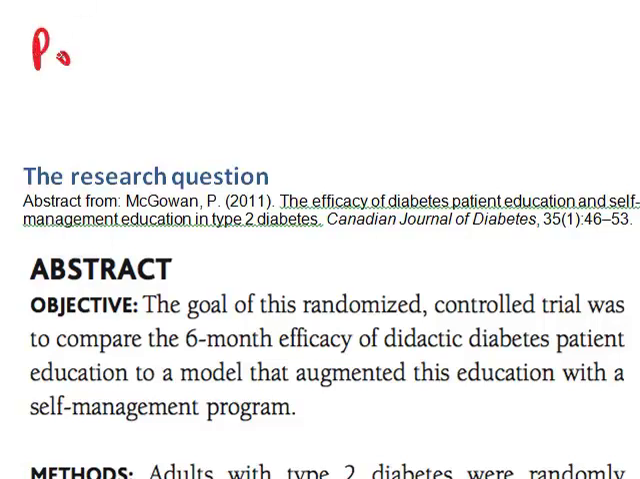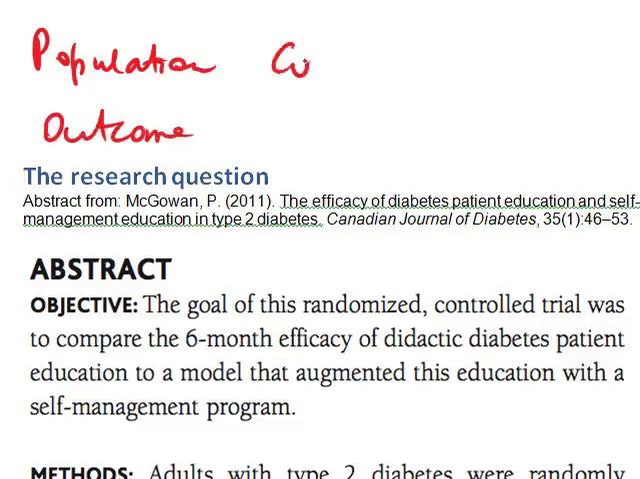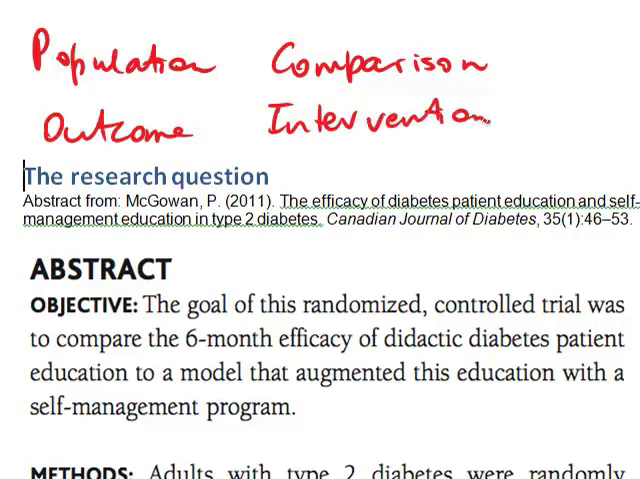Now, we can understand a research question by looking for the four potential components of that research question. They are the population, the outcome, the comparison, if any, and the intervention, if any. And we can remember these things through the POCI acronym.